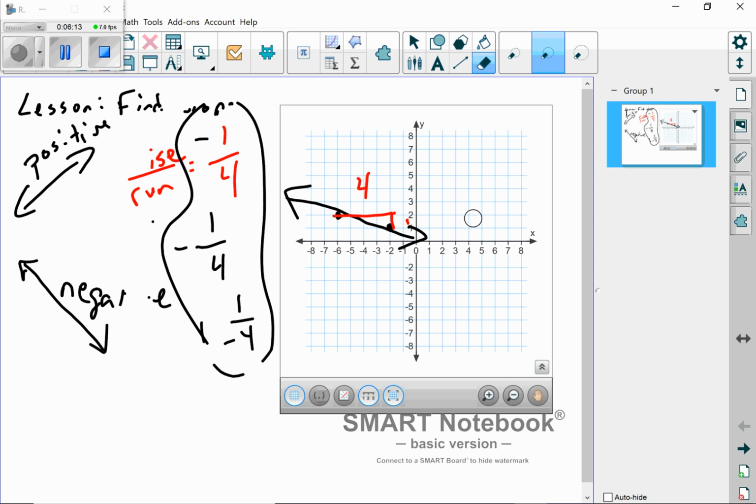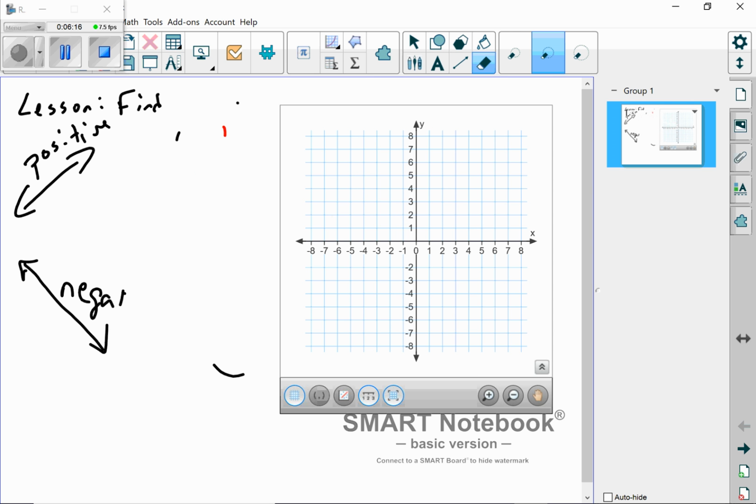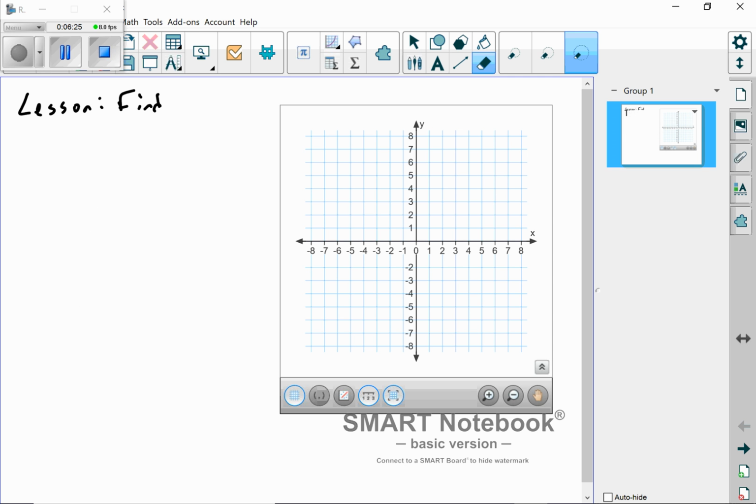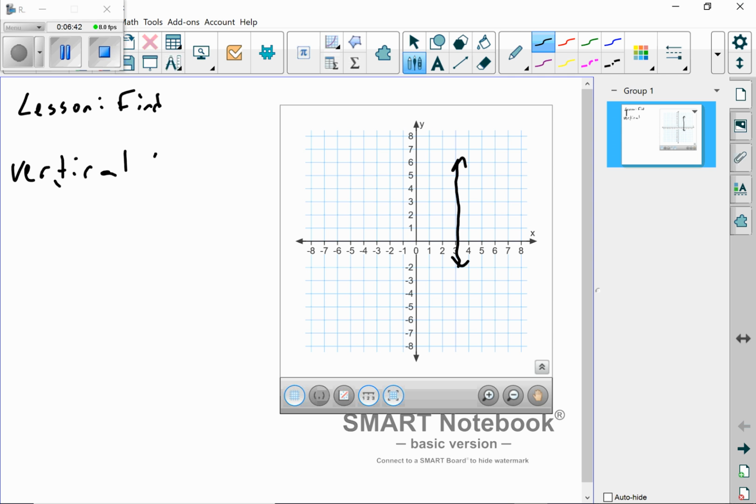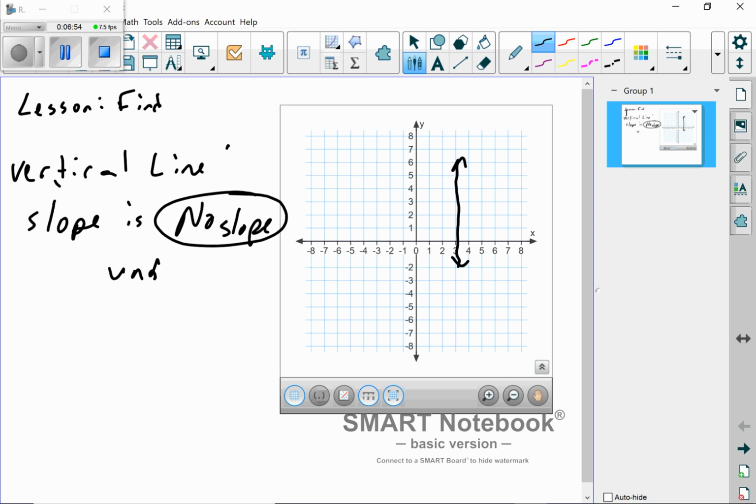Alright, so on the graphs, there's a couple of special times, and those times are when a line goes straight up and down, right? A vertical line. So anytime on a graph that you have a line that goes straight up and down, if you think back to what we said in class, vertical lines, slope is no slope, right? That's your answer. Or you could put undefined, right, when it's vertical.